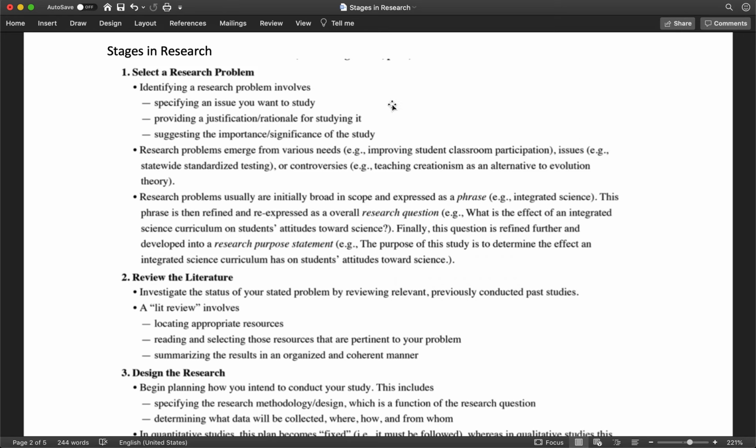So for example, you want to say, okay, I want to look at the effectiveness of aviation maintenance teams in a company based on experience. And so that's specifying the issue that you want to study, and you always want to provide a justification or rationale for studying it. So what do I mean by that? What's the purpose, right? What is the implication?